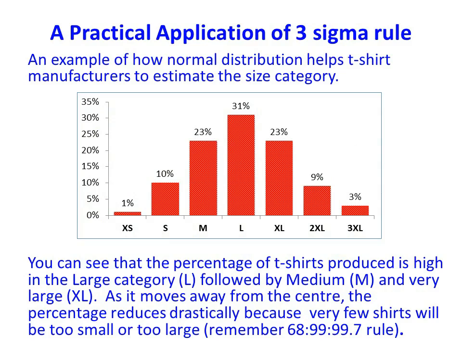You can see that the percentage of t-shirts produced is high in the large category followed by medium and very large. As it moves away from the center, the percentage reduces drastically because very few shirts will be too small or too large. Remember the 68, 95, 99.7 rule.